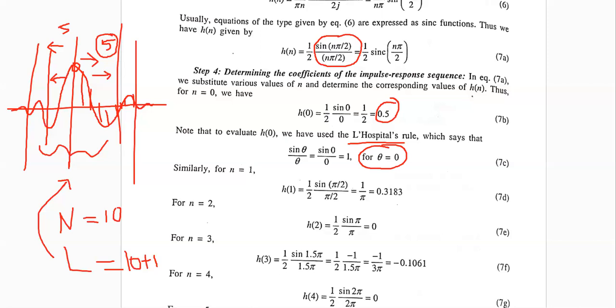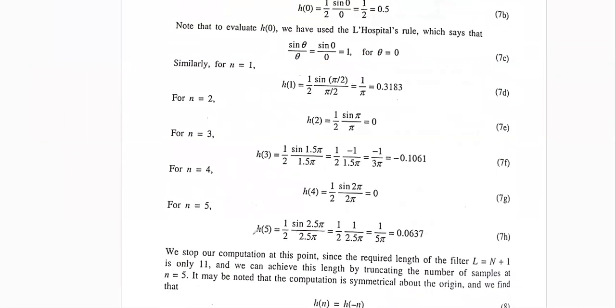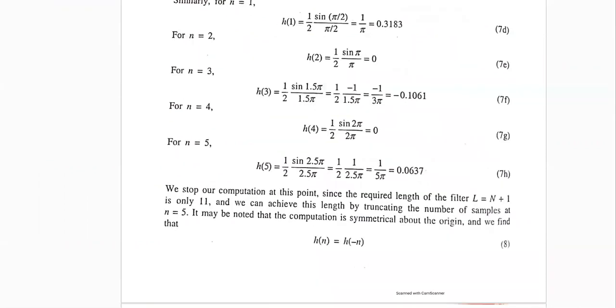Similarly, if we do the calculation now for n equals 1, we follow the same formula. Now, we are not following L'Hopital's rule because we have a theta value now. For n equals 1, we got this. For n equals 2, 3, 4, and 5. That's it. Do you need to calculate n equals 6? No, because the total length of the filter is equal to 11.